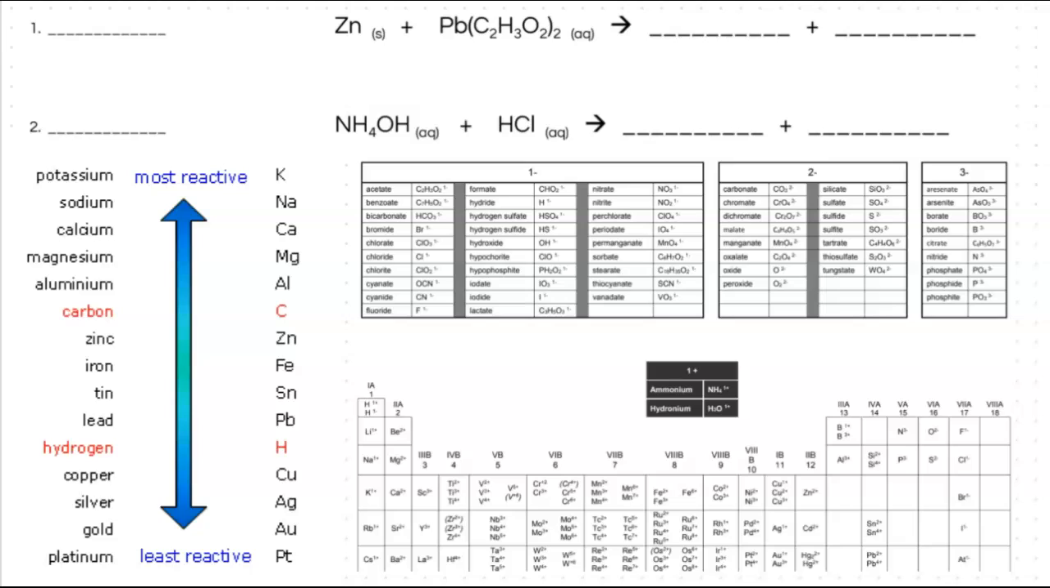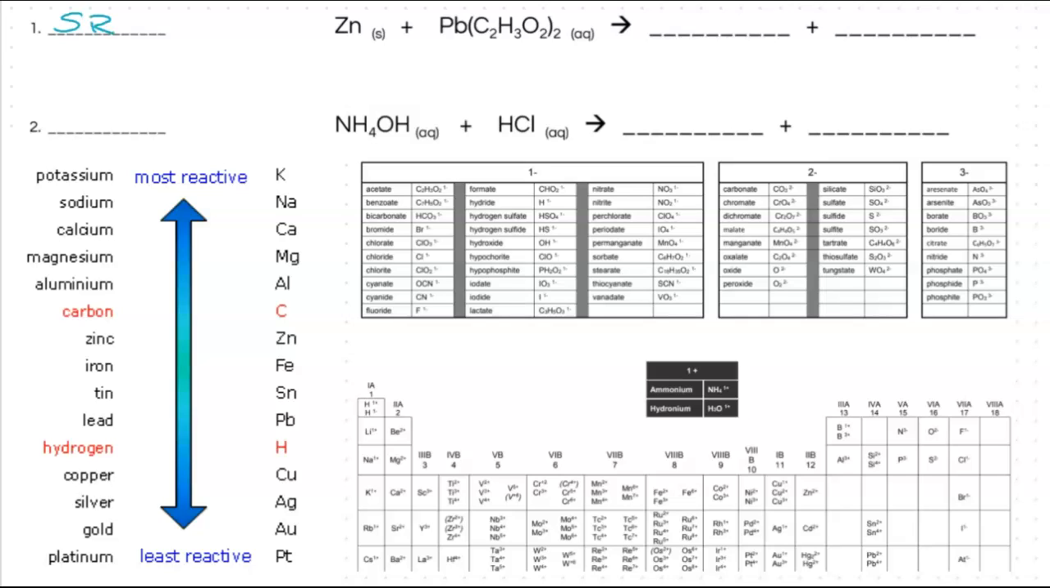All right, so the first problem on your practice set was zinc metal reacts with lead 2 acetate, and you've got two products that form. The first thing you were supposed to do was identify the type of reaction. Because I have a single element and an ionic compound, I know that this is going to be a single replacement reaction.